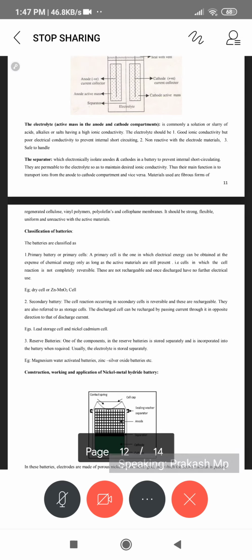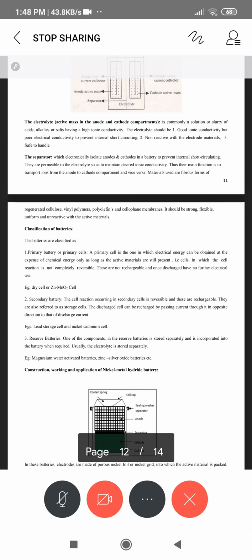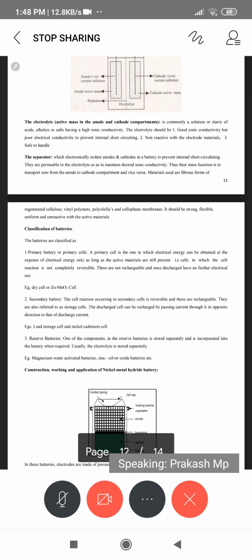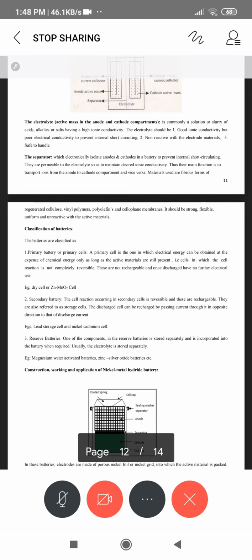So we are going to increase these through the selection of the components of the batteries, the components of the cells. Those are anode, cathode, electrolytes, and separators. The characteristic features of the anode are: easy oxidation, low reduction potential, capacity to deliver high coulombic output, good conductivity, high stability, and easy fabrication.